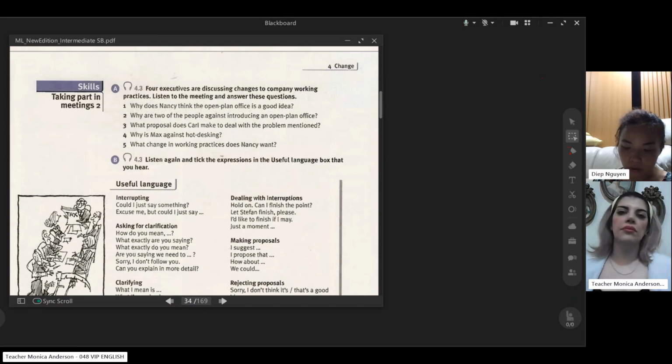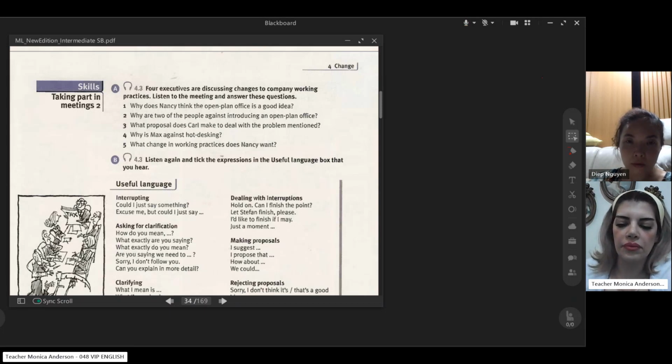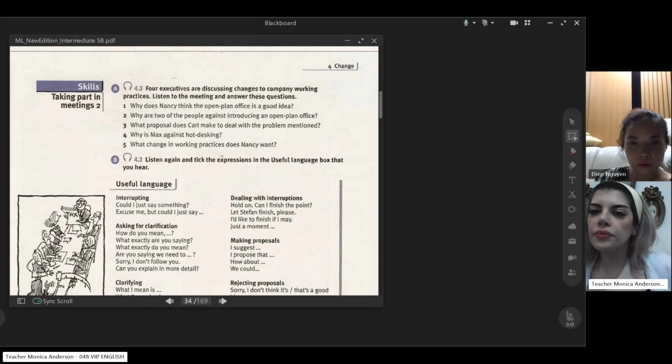Okay, Max, thanks. Stefan, what do you think? I agree with Max about privacy. What if you want to have a private conversation or make a private phone call? Well, I suggest we use meeting rooms for private conversations or calls. Meeting rooms? Yes, that's true. I suppose... Could I just say something? I don't think it works. Let Stefan finish, please. Well, I'm not happy about it. I don't think we should have a vote about it now.